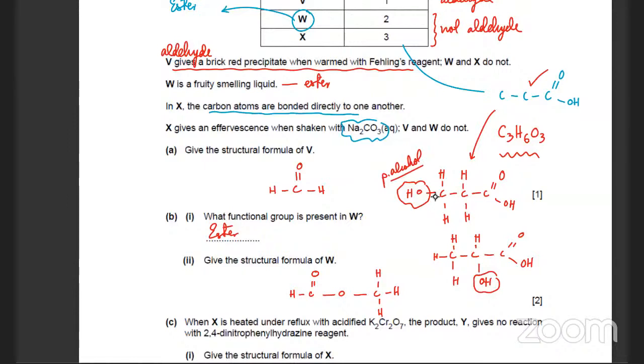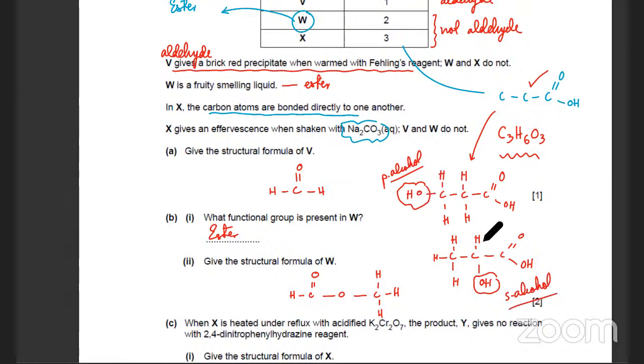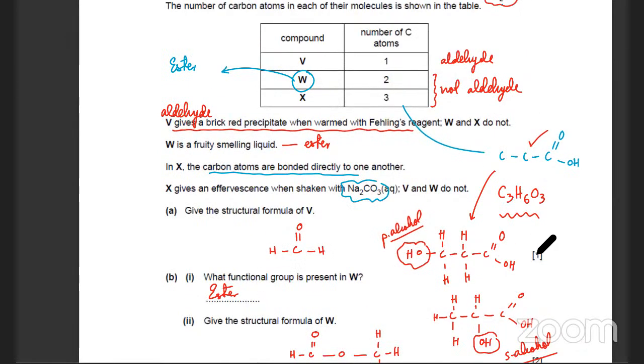And this one over here is a secondary alcohol. So anyways, I'm going to talk about X a little bit. These two are your options for X. He said about X that the carbon atoms were bonded directly to one another. So all the 3 carbon atoms were bonded directly to one another.